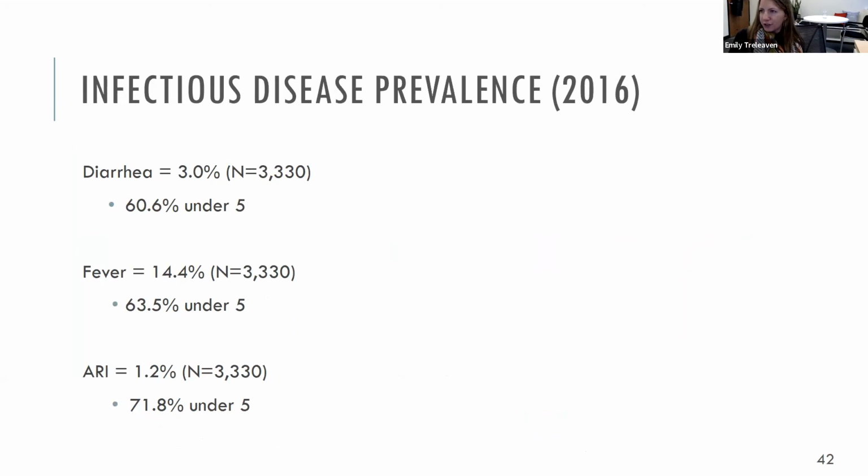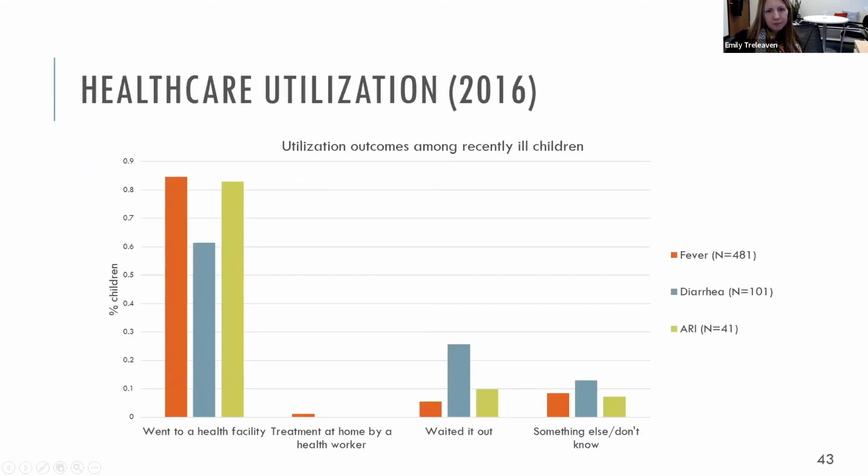Looking at infectious disease prevalence, specifically diarrhea, febrile illness, and respiratory infections, among children of all ages, 3% had diarrhea, just under 15% had a recent fever, and about 1% had an acute respiratory infection in the 2 weeks preceding the survey. And the majority of those with recent illness were children under 5, as we would expect. I broke that down for each of the symptom categories here.